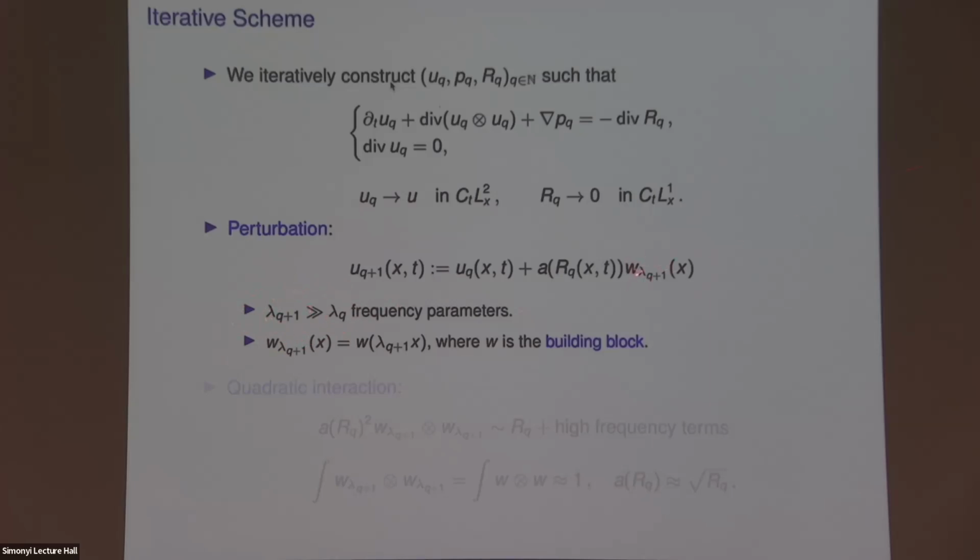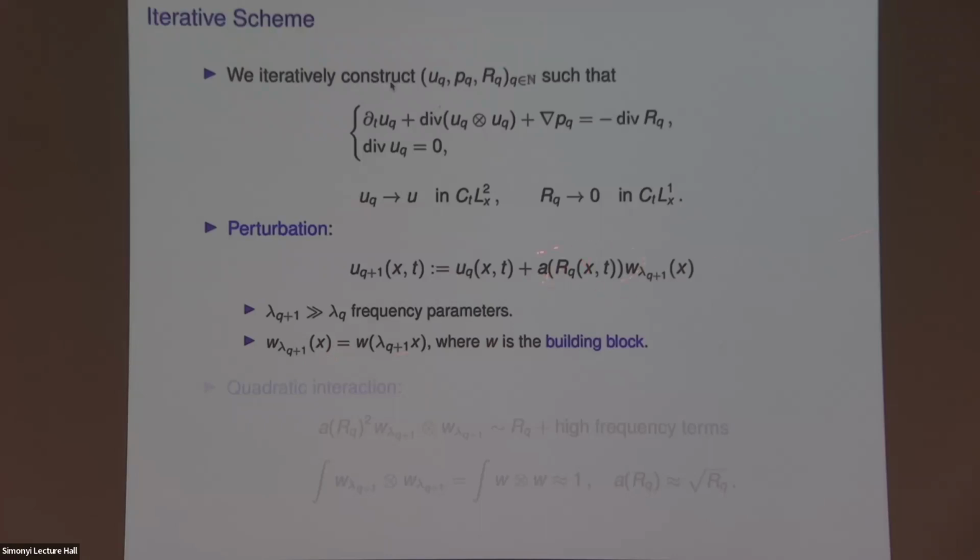And this object here, λ_{q+1}, is the so-called building block of the construction, and it has exactly, or more or less, frequency λ_{q+1}. And the profile W has to satisfy certain properties, and an important one is that W is an almost solution to the Euler equation, an almost steady state. This is important for the quadratic cancellation step.